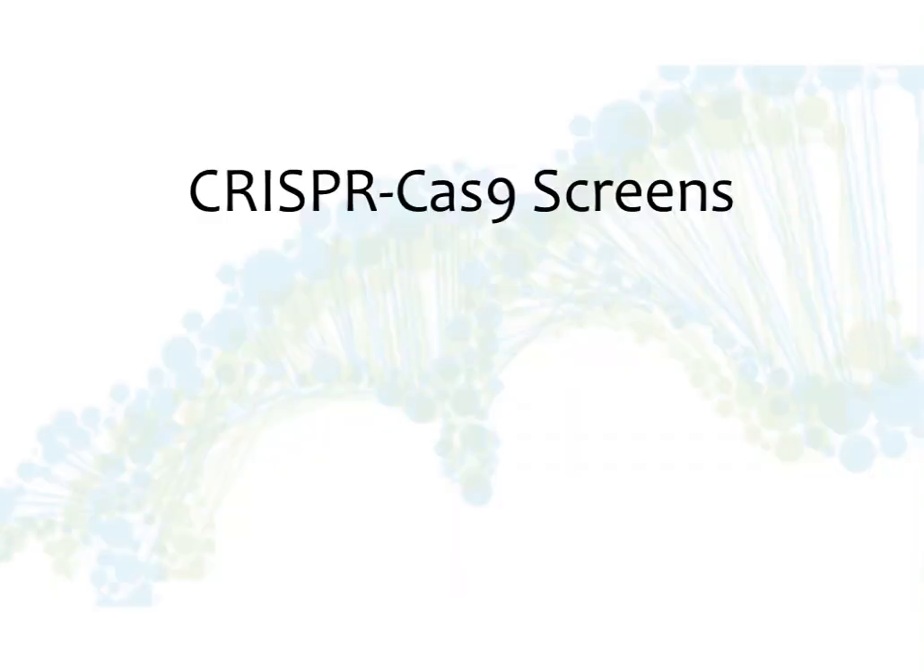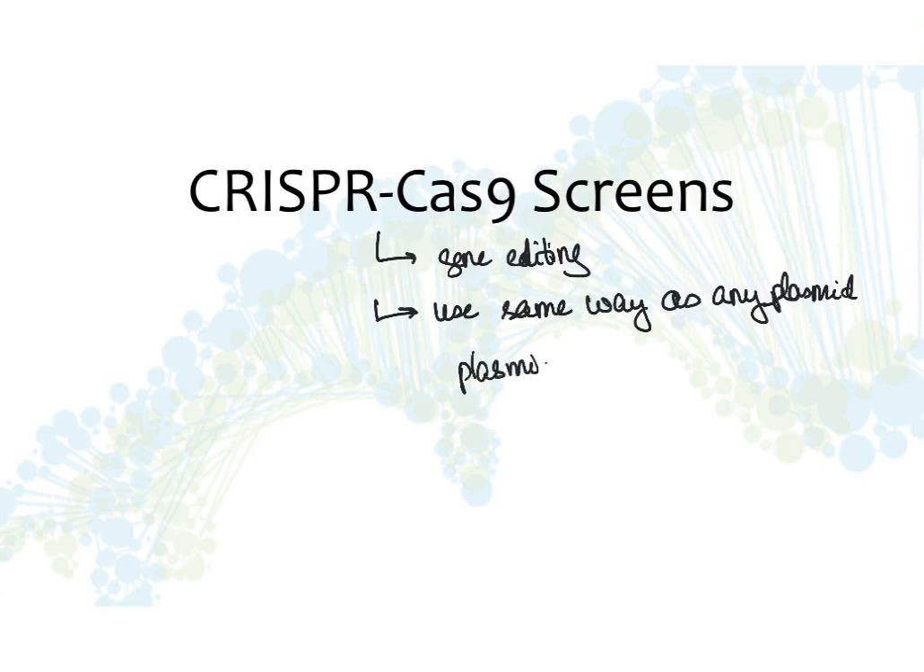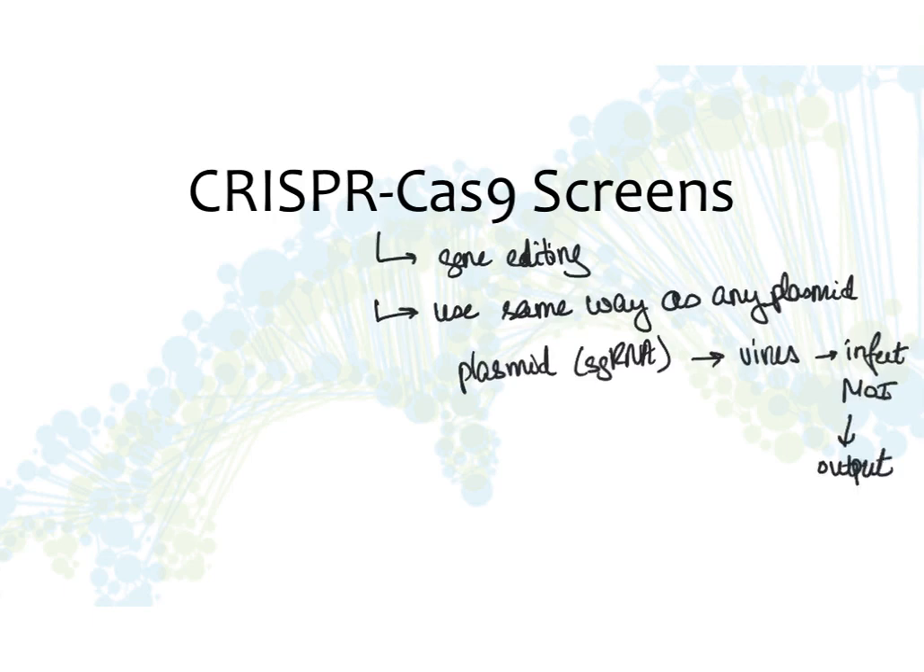Okay, so now let's delve really into the CRISPR-Cas9 screen now that we've covered all our basics. So just to remind you all of the basics, CRISPR-Cas9 is our gene editing tool, and we use it in the same way that we use any plasmid. So it comes as a plasmid. It's an sgRNA plasmid. We have to make virus out of it in the same way. So you take your plasmid that is an sgRNA, and you make virus out of it, and then you infect the cells at a defined MOI, and then you look at your output. So it's kind of the same workflow, which is why I wanted to go over that workflow.